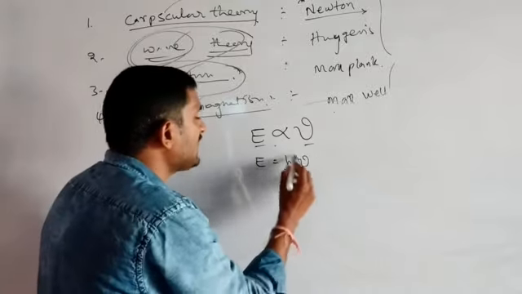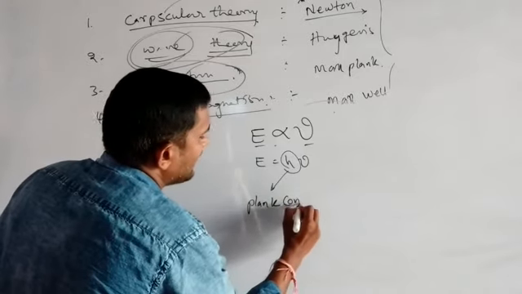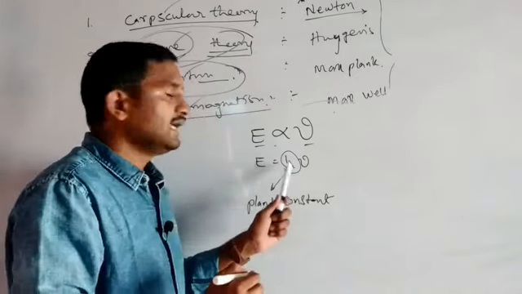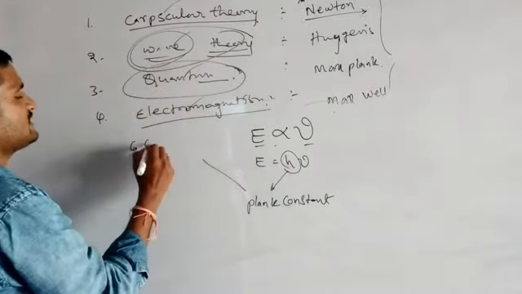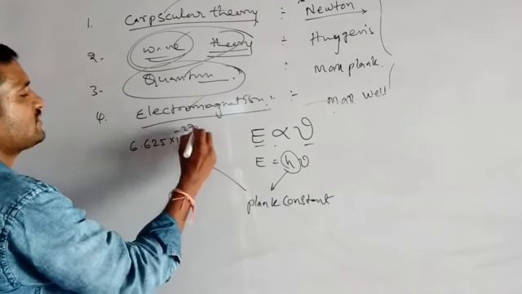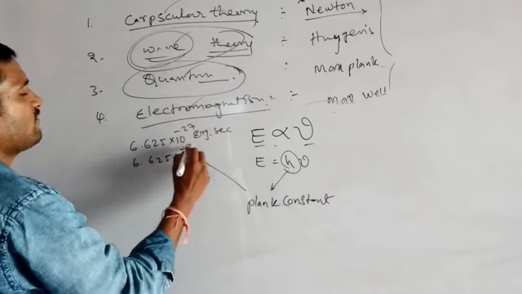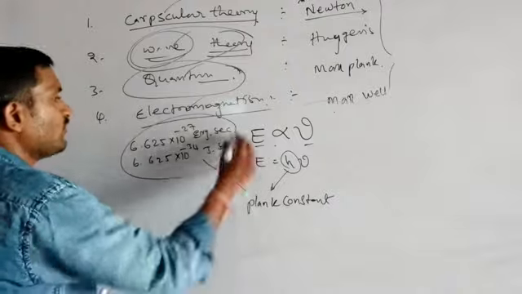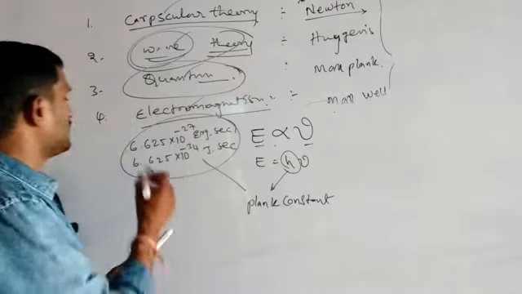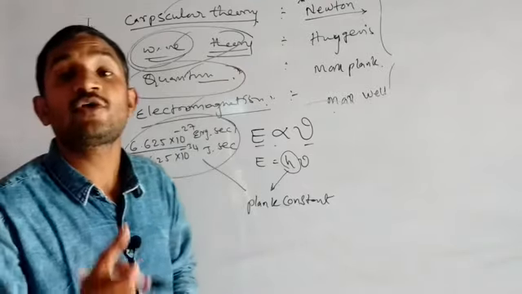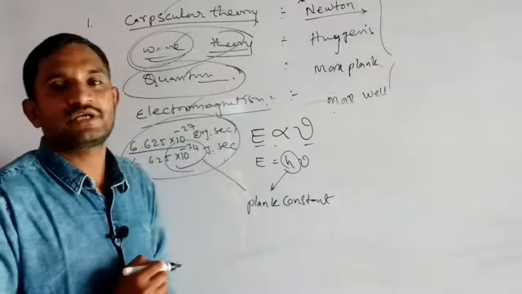What does the h mean here? h means the Planck constant. What is the value of the Planck constant? 6.625 into 10 to the power of minus 27 erg seconds, and 6.625 into 10 to the power of minus 34 joule seconds. These two values were also asked in previous questions, so we have to remember them. The Planck constant value is 6.625 into 10 to the power of minus 27 erg seconds, or minus 34 joule seconds.